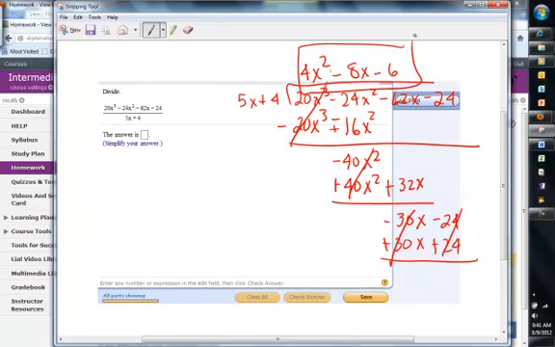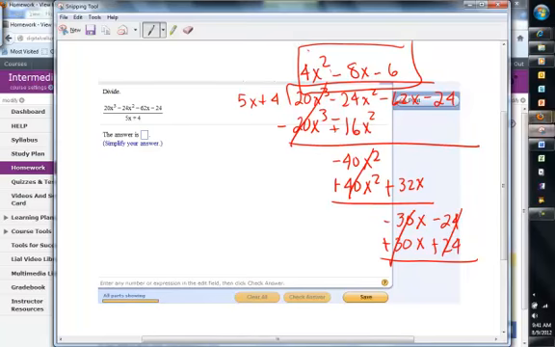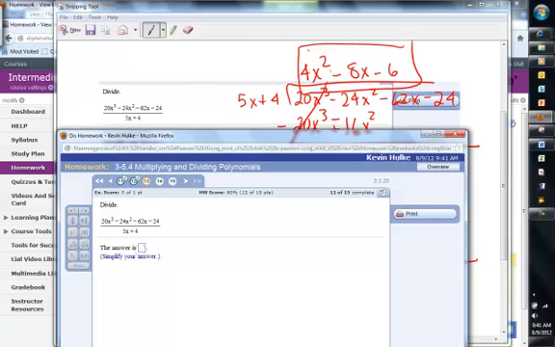So here's our answer. So our answer is 4x squared minus 8x minus 6.